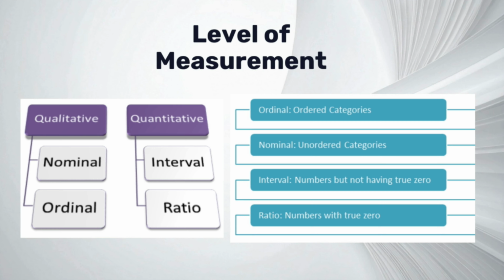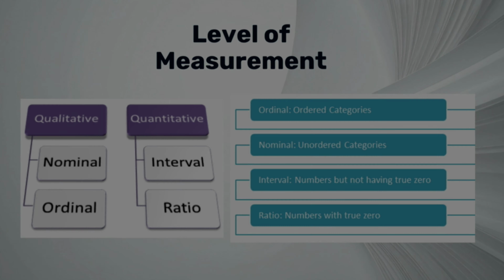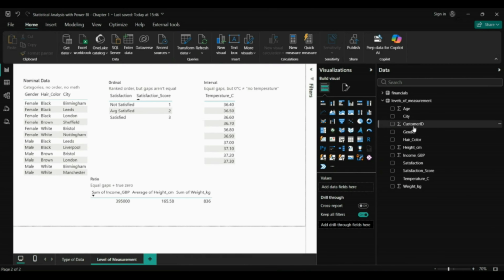I will show you the example in Power BI itself. To denote these levels of measurement, let me show you some examples. So this is our nominal data. That means categories, no order, no math. Here you can see gender, hair color, cities. These are all nominal data. What is ordinal data? That is ranked order, but gaps are not equal. Here we have satisfaction, the satisfaction score. These are all ordinal data.